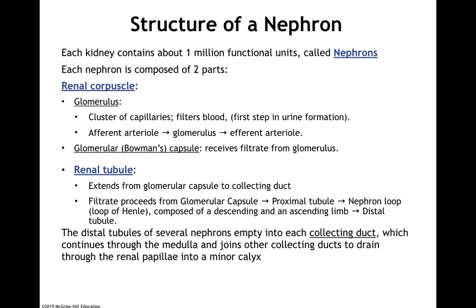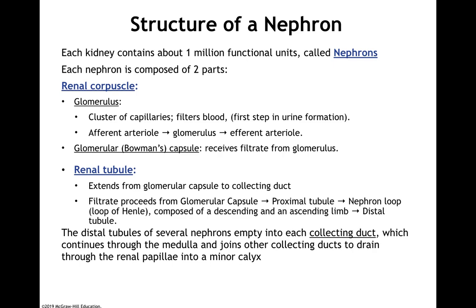So the real working units of the kidney are the nephrons, and each kidney contains about 1 million functional nephrons. Each one is composed of two major parts, a renal corpuscle, which includes the glomerulus. The glomerulus is the cluster of capillaries that filters the blood. That's the first step in urine formation. From the afferent arteriole, blood goes through the glomerulus and then makes its way to the efferent arteriole. The glomerular capsule, also referred to as Bowman's capsule, receives filtrate from the glomerulus.